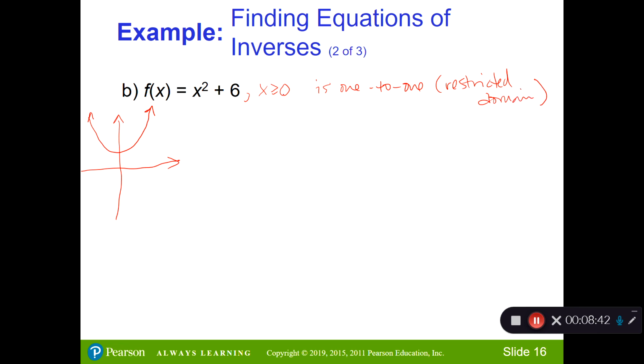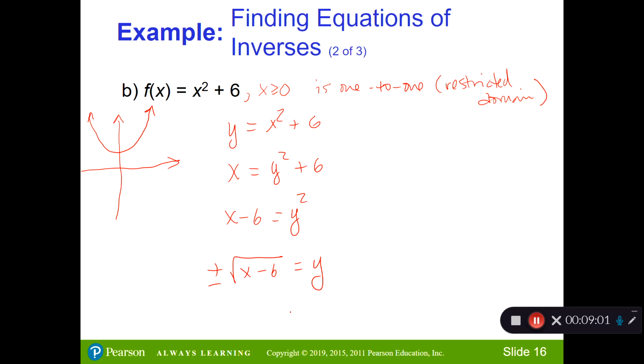All right, so assuming that the x can only be positive, then I can write y equals x squared plus 6. So x equals y squared plus 6. Move the 6 over and square root both sides. All right, now, remember we restricted to only this branch. So the x's and the y's are both positive. So I wouldn't want the inverse to be negative, only positive. So my f inverse would be the positive square root of x minus 6.